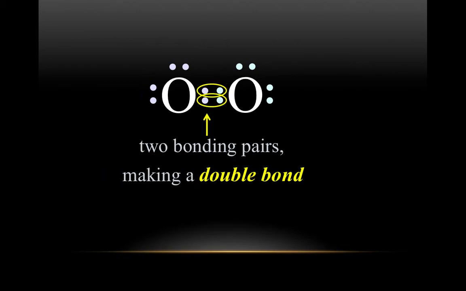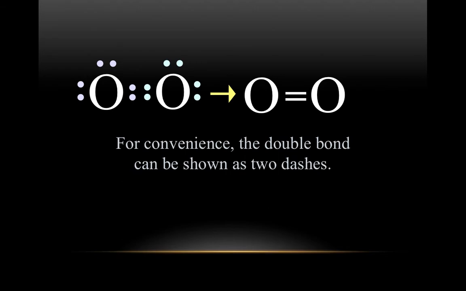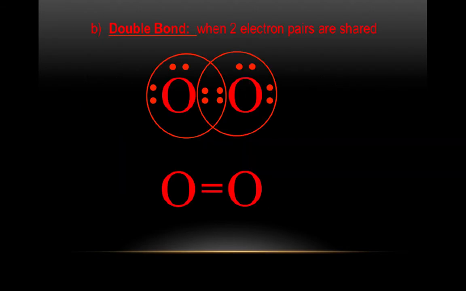The double bonding pairs makes a double bond. So this is not a single bond, but a double bond. And we show that with a double dash. So here's my double bond notes. A double bond is when 2 electron pairs are shared. Those 2 electron pairs are both in my sharing ground right here. But each octet, as you can see right here, has my 8 electrons in it. And then there's my abbreviation of my double bond.